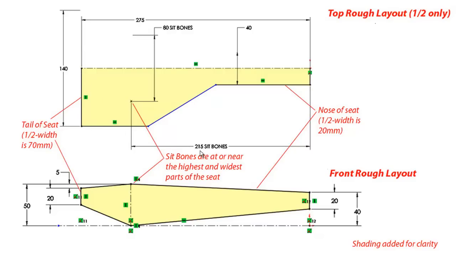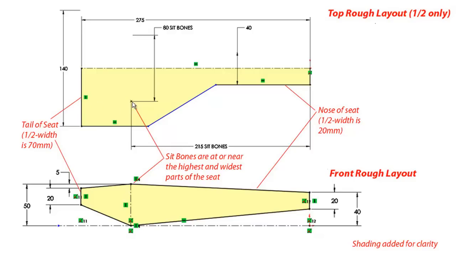The wide point is about 215 millimeters from the nose. This is a racing seat outline. Typical width is about 140 millimeters. If you're going to be designing a more cushy seat, probably your seat will be wider. The seat is also shown as 275 millimeters long. This is typical for a triangular seat. If you're going to have one with a pointy tail, then your tail will probably be somewhere out about here.